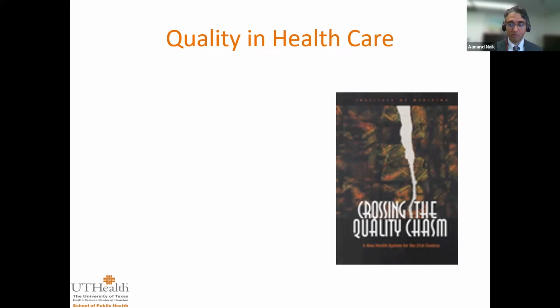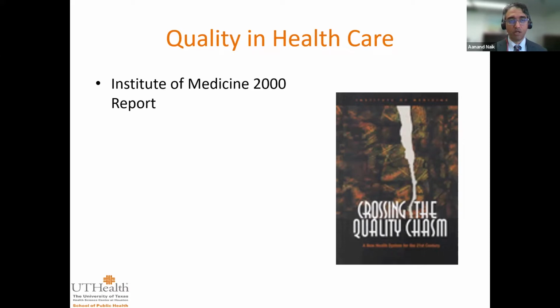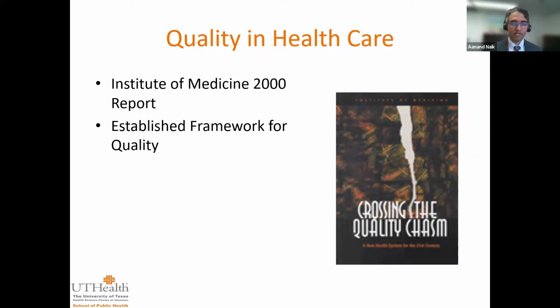It's nice that the IOM at the turn of the century had this Crossing the Quality Chasm report and defined six dimensions of quality. It's really an established framework for understanding it. I think everyone understands the first two dimensions, effectiveness and safety. When you think about quality, you think almost sometimes exclusively in terms of effectiveness and safety.